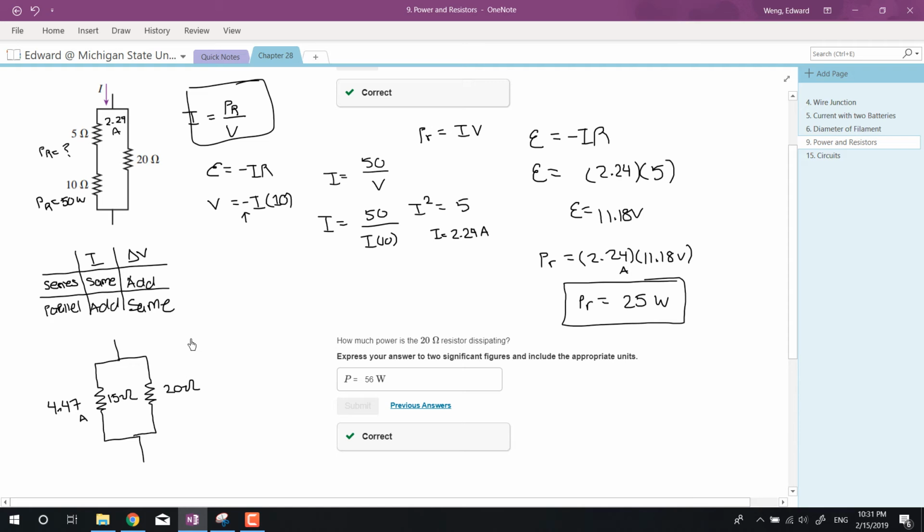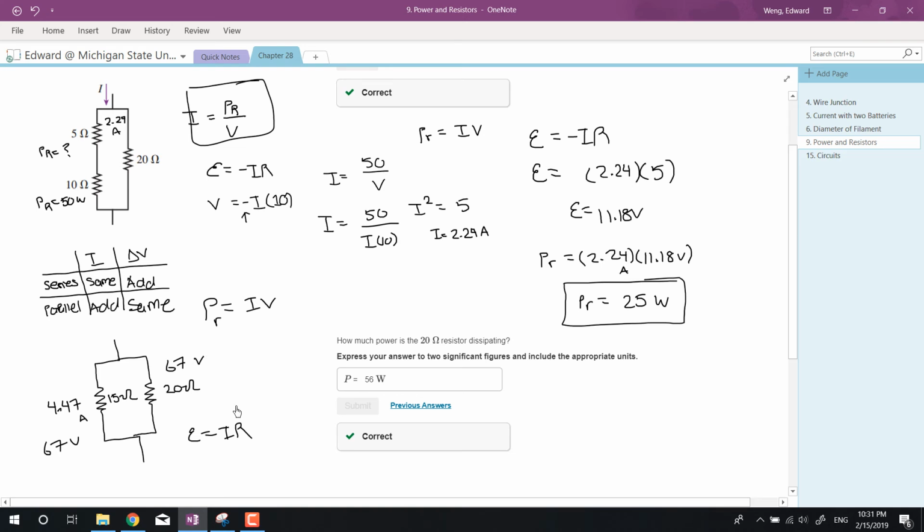So we have to find the power again. The power equation is going to be I times V. So how do we find this one? Well, first of all, we know that in parallel they're the same voltage. So we have to find the voltage. Again, it equals IR. Let's multiply 15 by 4.47. That's going to give us 67 volts. It's also 67 volts. Oops, that's not correct here.